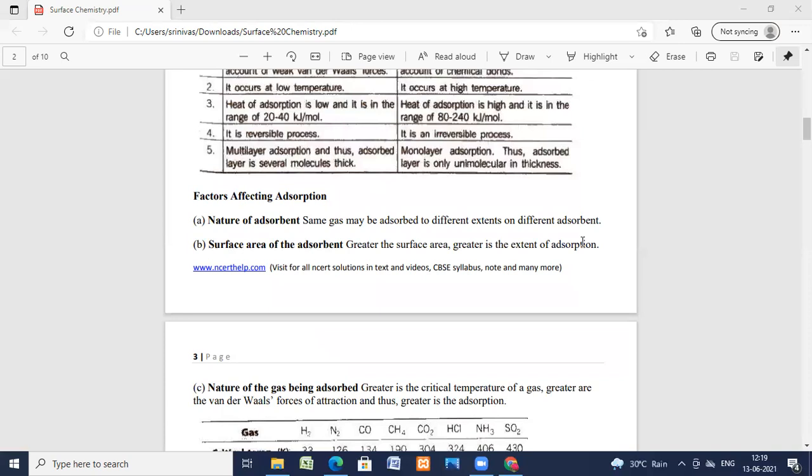Chemisorption: when a gas molecule is held on the surface of a solid by forces similar to those of a chemical bond, the adsorption is known as chemical adsorption. This chemical adsorption leads to the formation of a so-called surface compound.